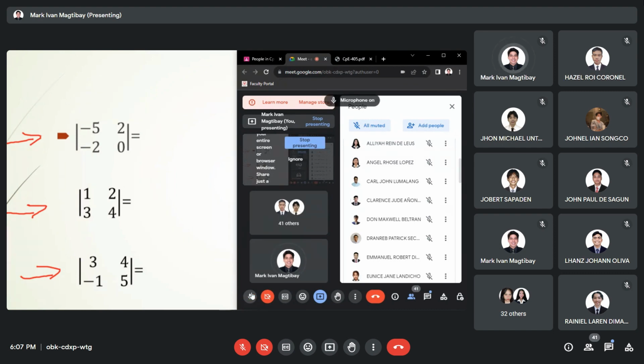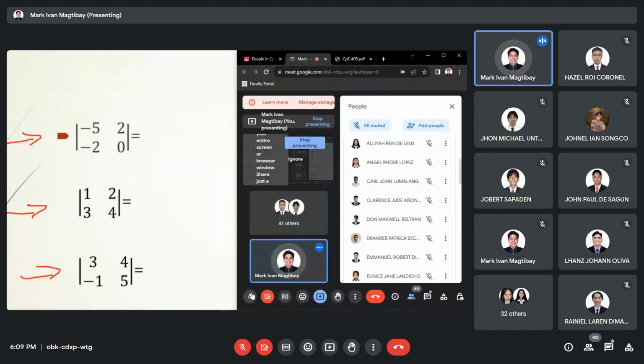And then pala po, if may answer na po kayo per determinant po natin sa 1, 2, and 3, makiki-type na lang po sa ating chat po natin, okay? For us to know ano po yung mga nakuha nating sagot po, okay? So, sige po, gawa po tayo.